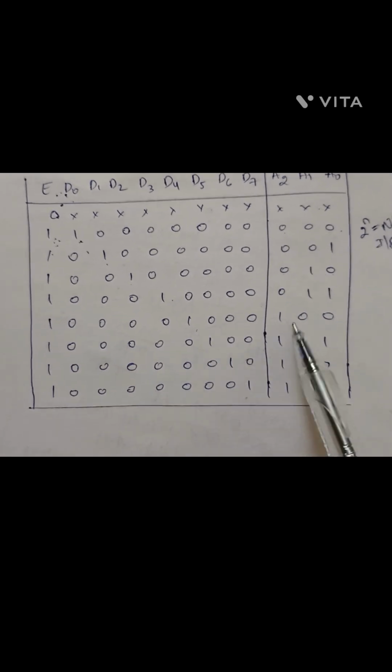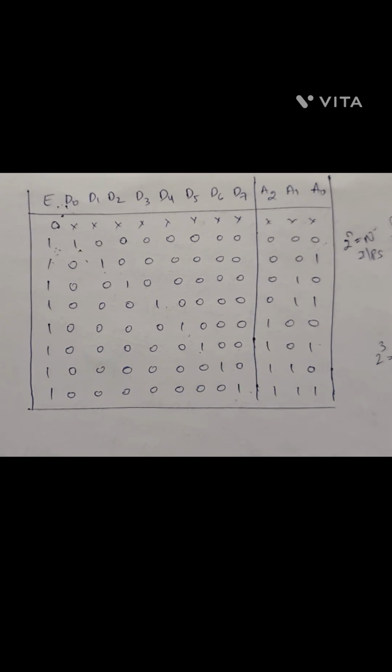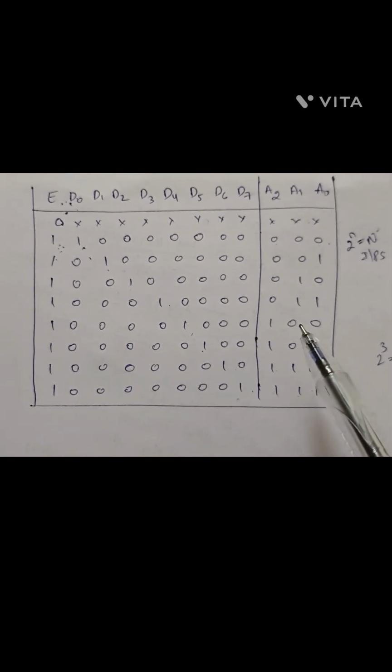When it is D4, we get 1 0 0. When D5 is 1, we get 1 0 1. When D6 is 1, we get 1 1 0, where 1 1 0 represents 6 in binary code. When D7 is 1, we get the respective binary code as output, that is 1 1 1. So this is the truth table for the encoder.